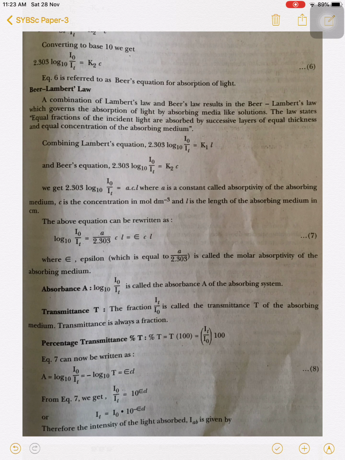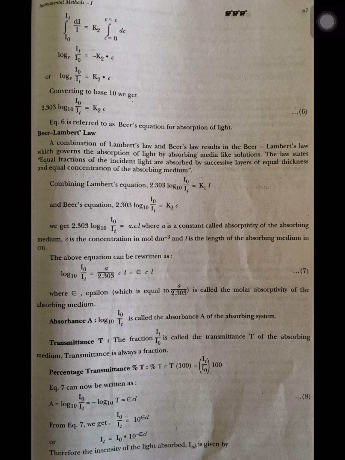So the above equation can be rewritten as log to the base 10 I0 by IT is equal to A upon 2.303 C into L, where the 2.303 from the left side is taken below A, and A upon 2.303 is equal to epsilon. So that symbol is epsilon C into L. This is equation number 7. So what is equation number 7? Log to the base 10 I0 by IT is equal to A upon 2.303 C into L.